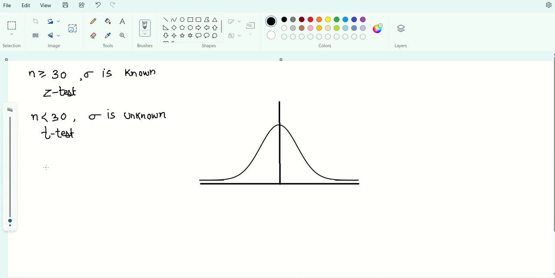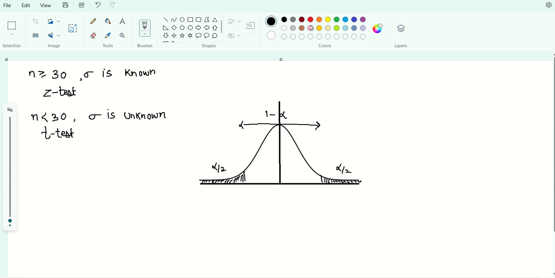Because we are evaluating the confidence interval for the mean, it will be a two-tail test. So the right tail will be here and the left tail will be here. Clear? This is the first thing. If the confidence level is 1 minus alpha, then alpha by 2 will be the right tail and alpha by 2 will be the left tail.